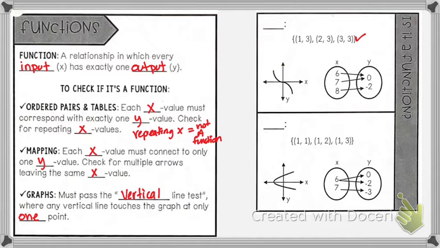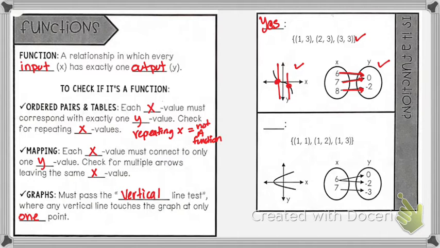Okay. For the mapping, each x value must connect to only one y value, and we see right here each x value connects to one y value, right? And so here, this one is also a function, and the graph is also a function because if we draw a vertical line, it only touches the line once anywhere on the line. So here we're going to put yes, that this is a function.